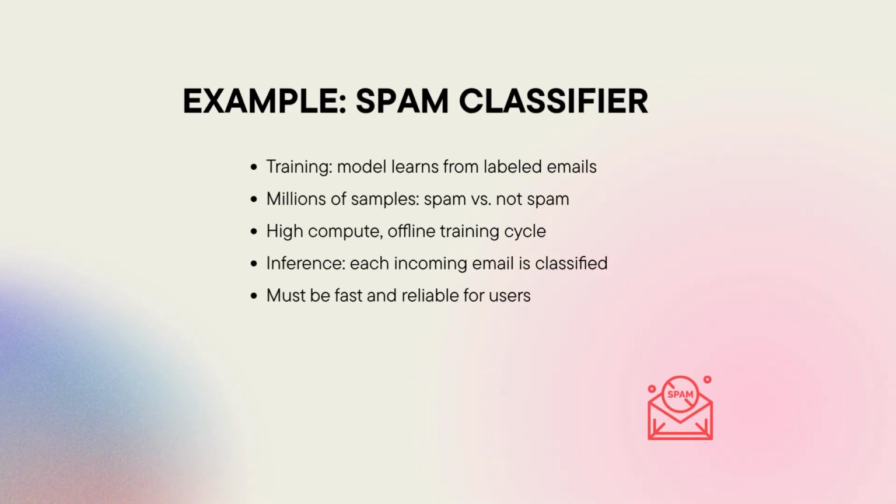Now let's bring this to life with a concrete example, a spam classifier. During training, the model is fed millions of labeled emails, some spam, some not. This training process is done offline and produces a model that understands email patterns. Once deployed, inference happens in real time. Every incoming email is classified as spam or not spam. This must be fast and reliable so users don't experience delays in receiving messages.